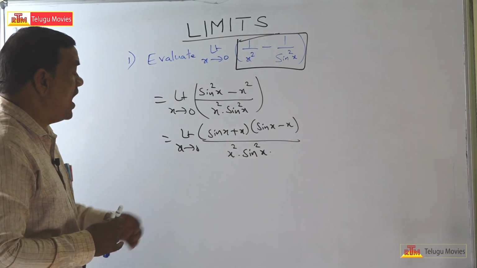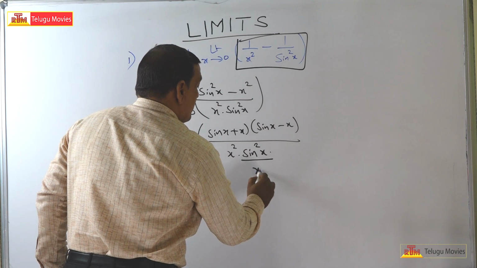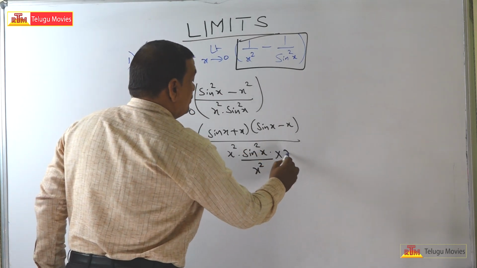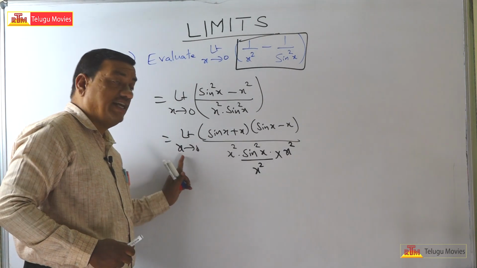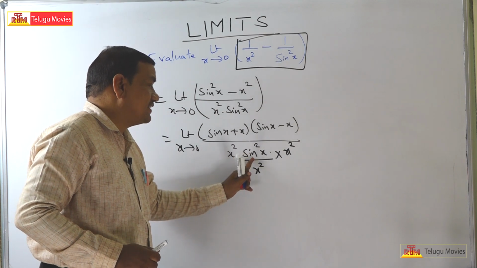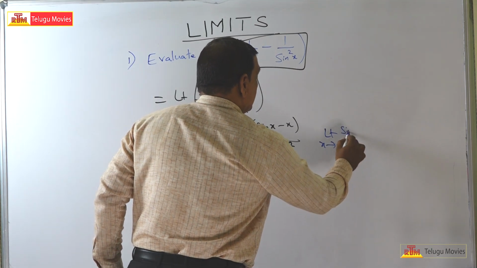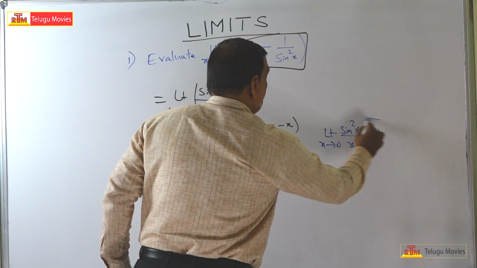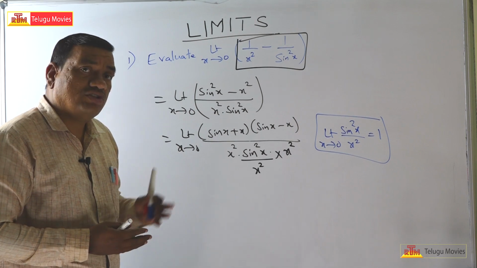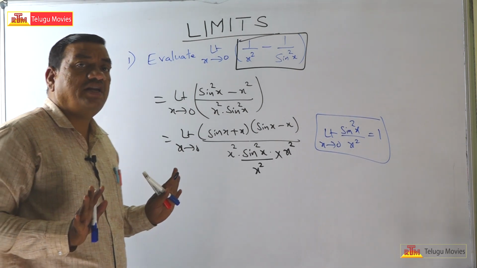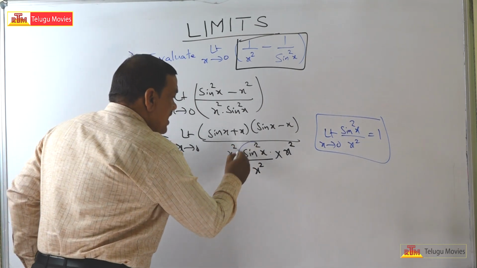Now, what I am going to do is, in the denominator, I will multiply the numerator and the denominator with x square. As x tends to 0, sin square x by x square value is 1. Any doubt in this? Yes, we have limit x tends to 0, sin x by x value is 1. Therefore, limit x tends to 0, sin square x by x square is also 1. Anybody, anything wrong in it? Nothing. Therefore, its value is equal to 1.